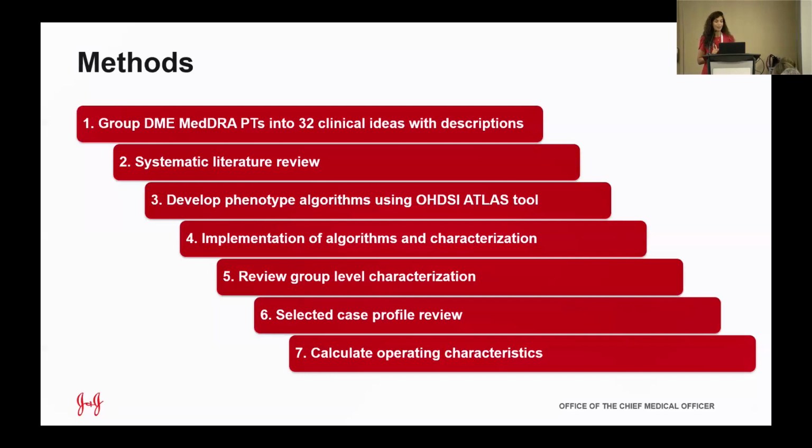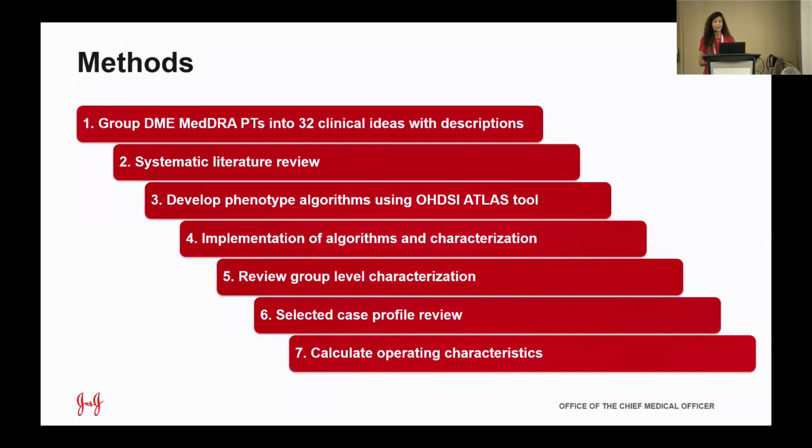We also then took these algorithms, implemented them across 10 different observational data sources, and then we characterized the patients who met the definitions for those algorithms. We then did a review of the group-level characteristics of the people who met the definitions across the DMEs, and I'll tell you later how that was useful. Then we selected a random sample of cases for people who met the definition, and we did what we call patient profile reviews. Those are not case adjudication. We do not have any ability to access the full records because this is all de-identified data. But what we did here is that we looked at the structured data available in the electronic medical records or claims for a set of cases.